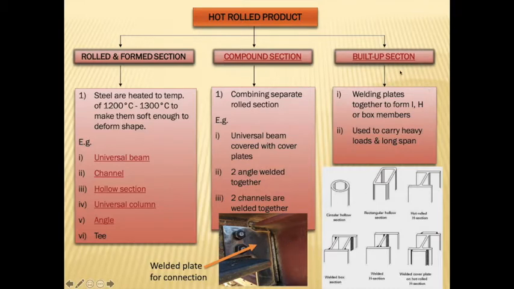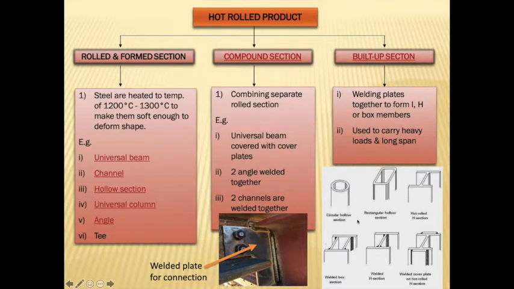Then another one is a built-up section, whereas we have welding plates together to form I, H, or box members. It is used to carry heavy loads and long spans. We can see here examples of welded box section. We have plates, then we weld them together in order to get the upper section.